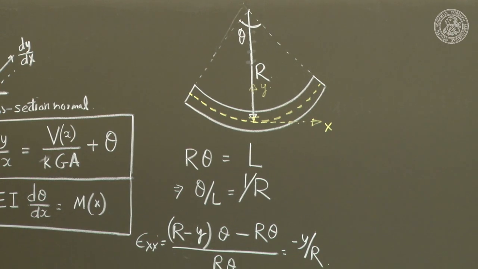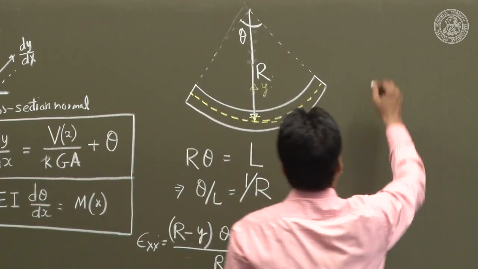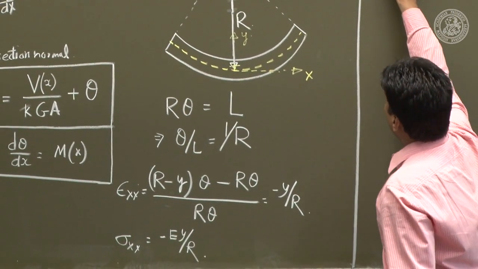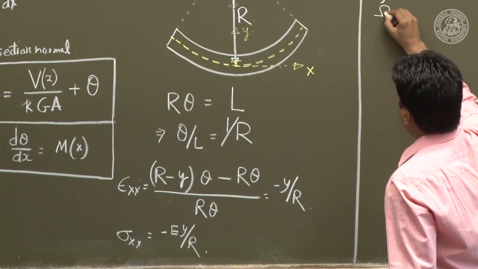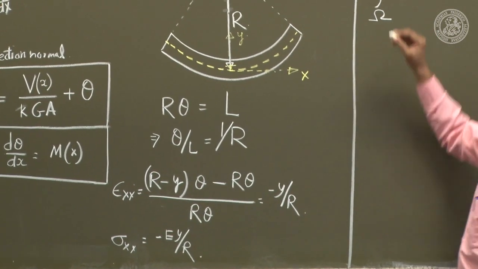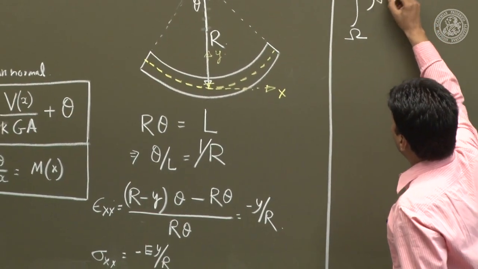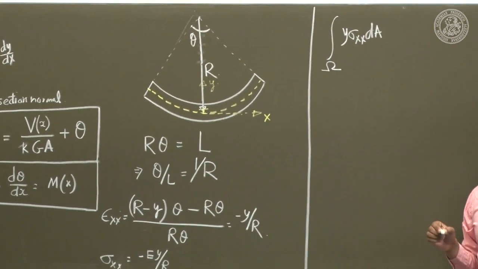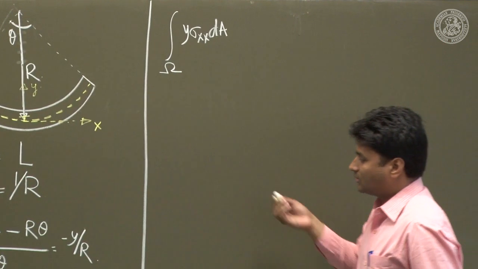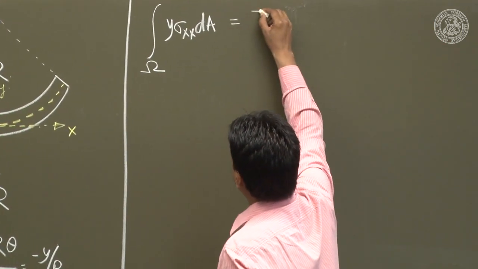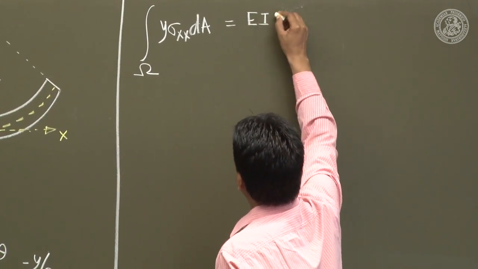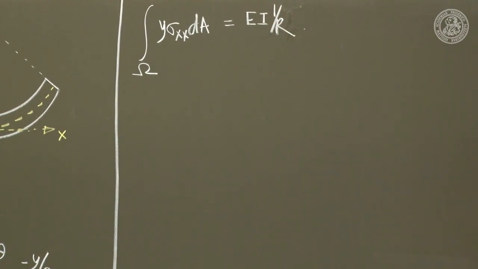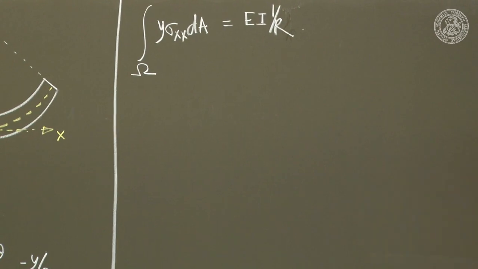And then you compute the bending moment, right? And the bending moment simply turns out to be, you integrate over the cross section, y times sigma xx dA. And you get it to be EI times 1 over R. Right? So something we have learned from our strength of materials course.